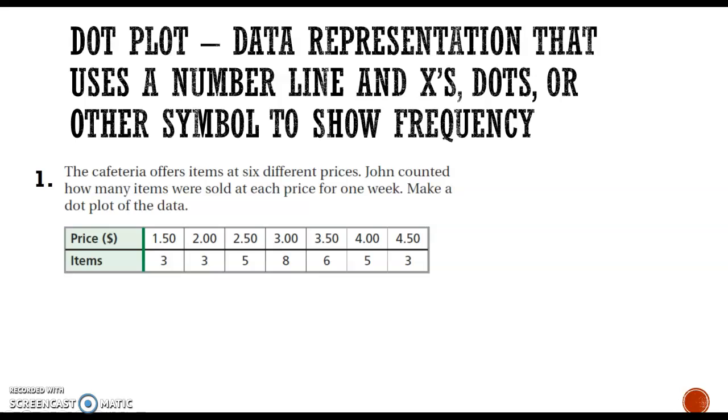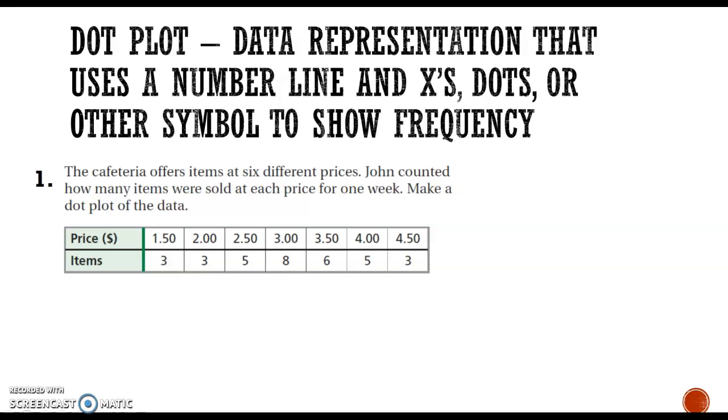We know that a dot plot is a type of data representation that shows numbers on a number line that have X's or dots, okay? Or other symbols. Sometimes it might be like a little star, a little square, a little triangle. But the point is that it's got a number line with X's or dots or some other symbol to show the frequency. So if I'm looking at this frequency table here for the cafeteria that offers items at 6 different prices, John counted how many items were sold at each price for 1 week. Make a dot plot of the data.